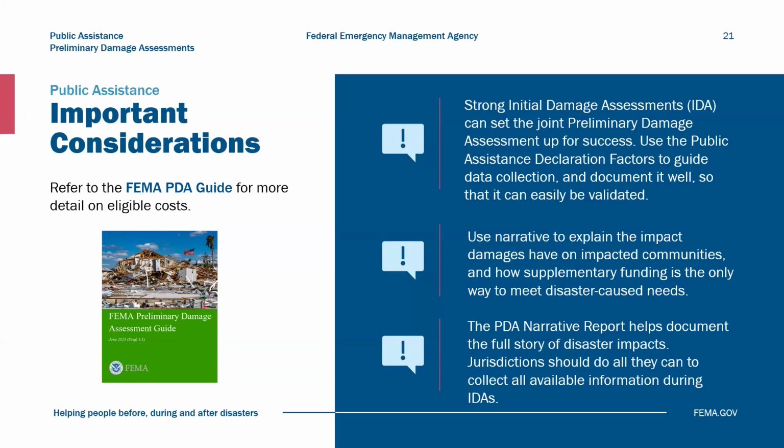Second, using narrative to explain how damage is related to the disaster and how it impacts the community can tell a compelling story, explaining how federal supplementary disaster assistance is the only way to meet current needs. Narrative explanations are very helpful as FEMA reviews the jurisdiction's request for a disaster declaration and public assistance. Third, the PDA narrative report helps document the full story of disaster impacts. Jurisdictions should do all they can to collect all available information during IDAs.